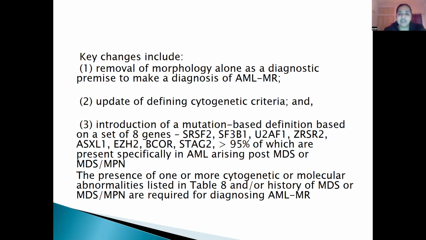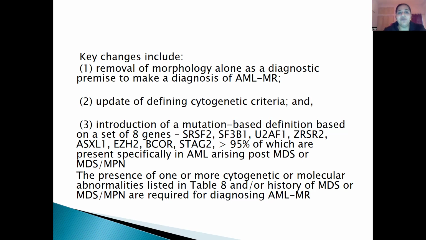There is an update of defining cytogenetic criteria that I will be sharing, and the introduction of mutation-based definition based on a set of genes. These are the genes, and the presence of one or more cytogenetic or molecular abnormalities which will be listed, or the history of MDS or MDS/MPN, are required for diagnosing it as AML-MR. So basically, morphology alone is not the criteria for defining it as AML-MR, but it has to be one or more of the cytogenetic or molecular abnormalities, or history of previous MDS or MPN. You have to remember this because sometimes the questions are framed.